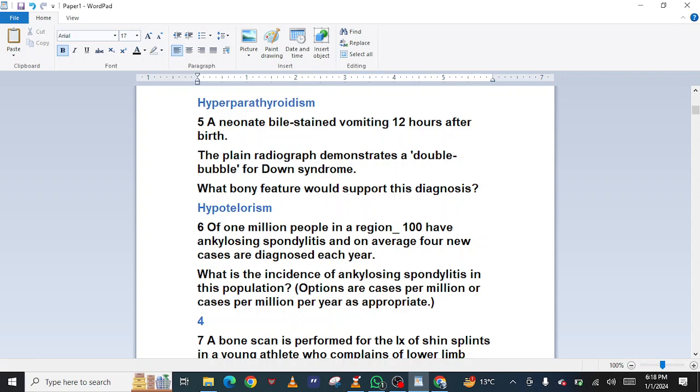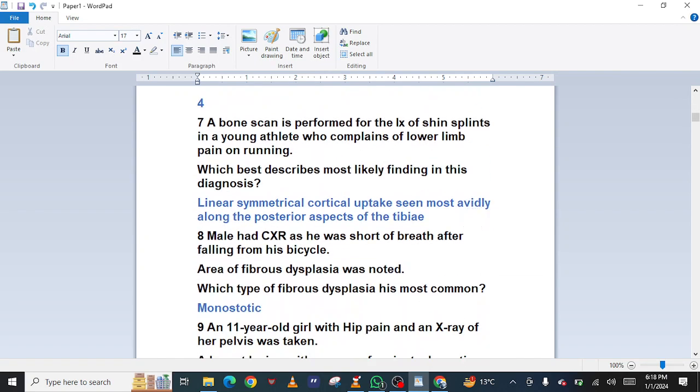4 cases per million per year. 7. A bone scan is performed for the diagnosis of shin splints in a young athlete who complains of lower limb pain on running. Which best describes the most likely finding in this diagnosis? Linear symmetrical cortical uptake seen most avidly along the posterior aspects of the tibiae.